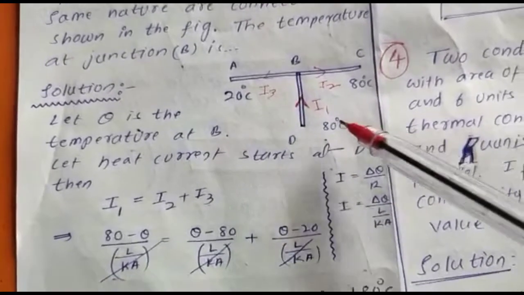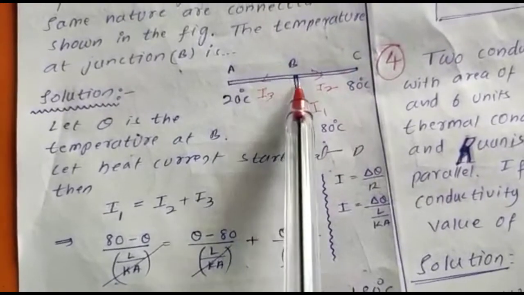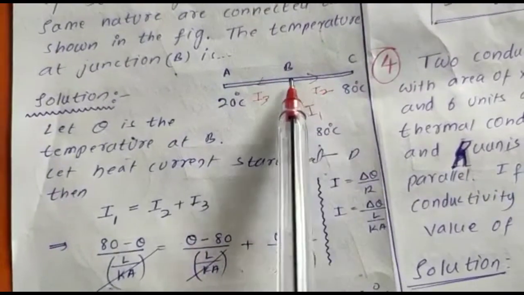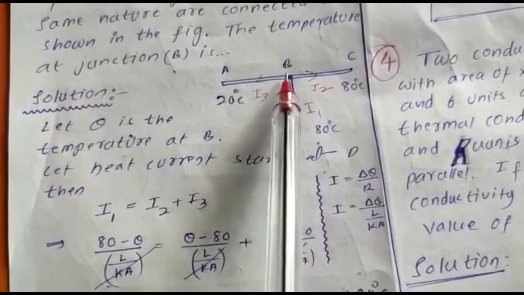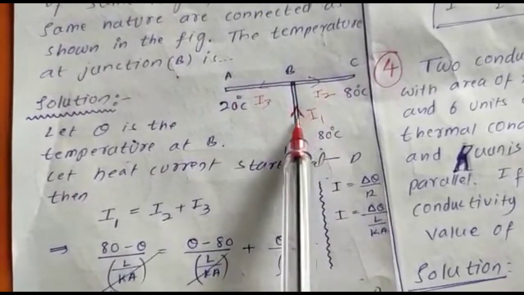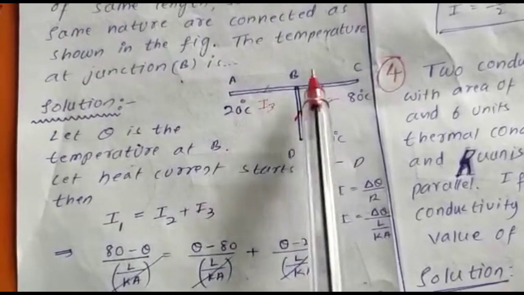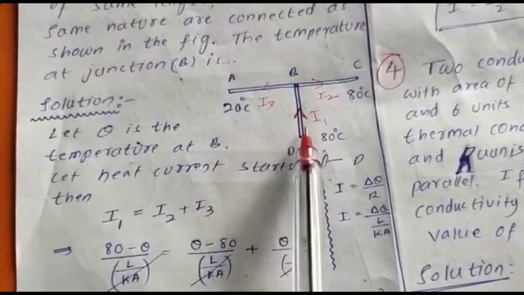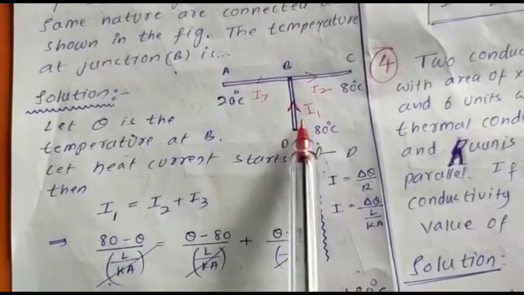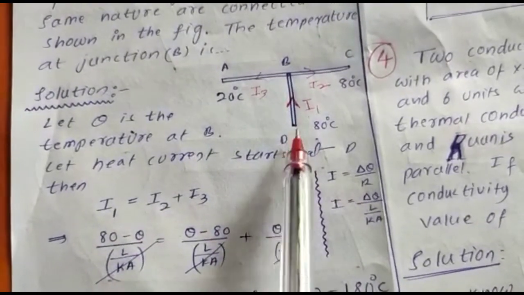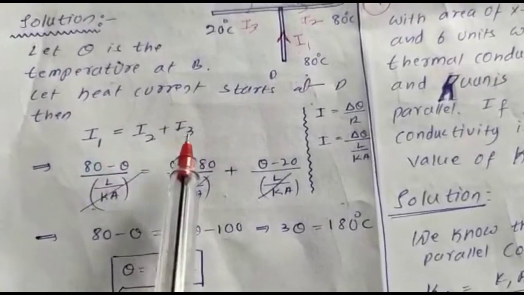The current flowing from D to B divides at B into 2 parts. One current goes through the conductor BC, and the other, I3, goes through BA. Therefore the current I1 is equal to the sum of I2 and I3, because I2 and I3 are both generated from the current I1 coming from the point D. So from the figure, I1 is equal to I2 plus I3.